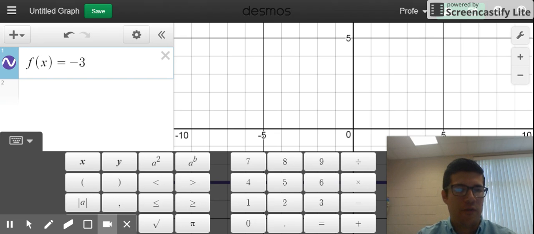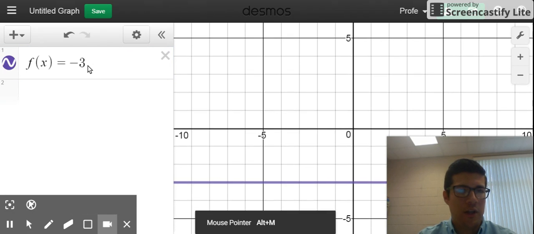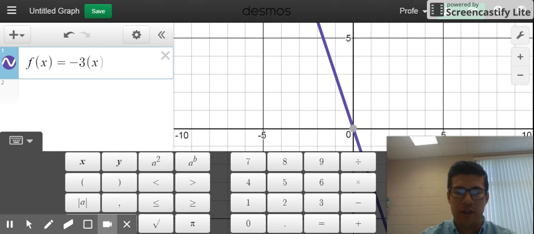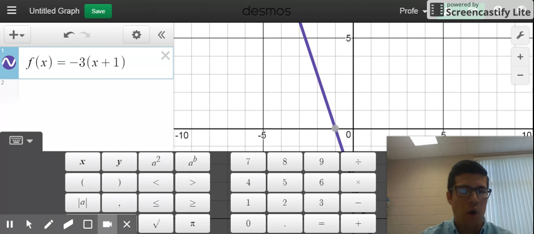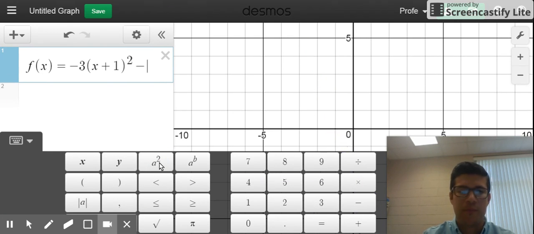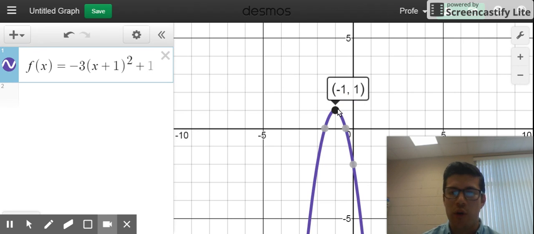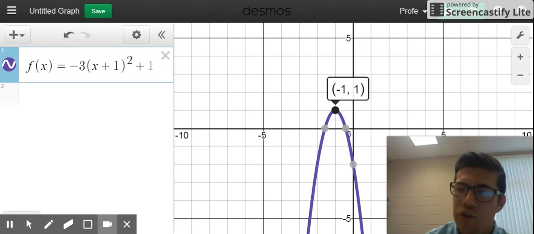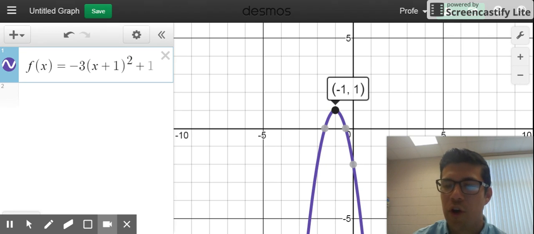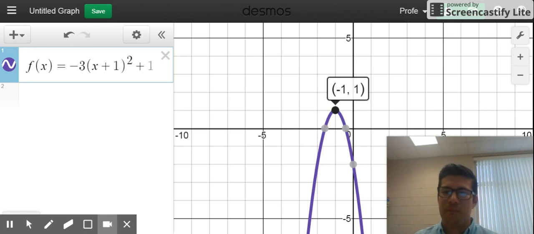So I'm going to graph right here. I'm gonna give you the graph of -3 times x plus 1 quantity squared plus 1, okay? And it gives you this graph right here, an upside down parabola with a vertex at -1, 1. How did it get there? Do you think that you could be able to graph this without a calculator? Hopefully you can.